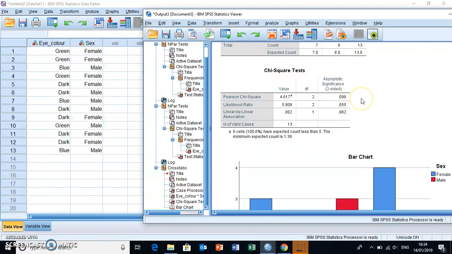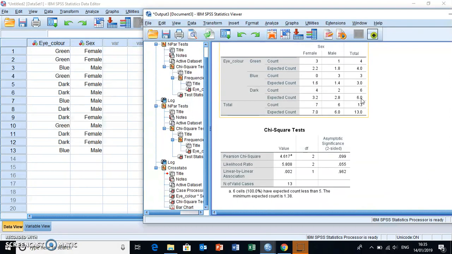Now in this case the p-value is over 0.05, it's 0.99, and that means that we accept the null hypothesis, and the null hypothesis always says that there is no link, no difference, no association in this case between people's eye color and their sex. Okay, so because someone is female doesn't make it more likely for them to have green eyes, blue eyes, or dark eyes, and being male also doesn't make it more likely to have a specific eye color.